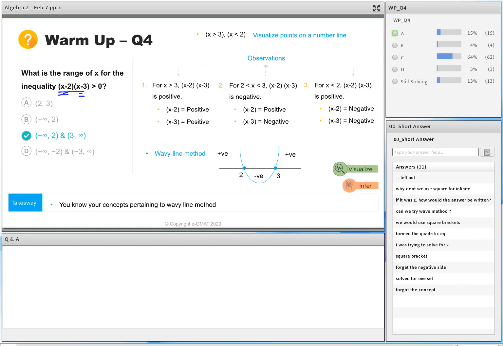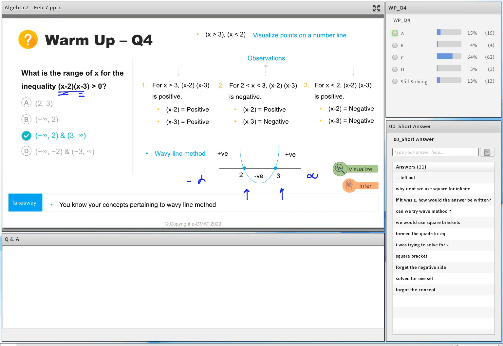How do you get the roots? Calculate every part to be equal to 0. So I have two roots: one is 2, the other is 3. These are the roots for this equation. What I now do is I look at the number line and I see that there are three regions. One is from minus infinity to 2, the other is from 2 to 3, the other is from 3 to positive infinity. So these are the three regions I have.